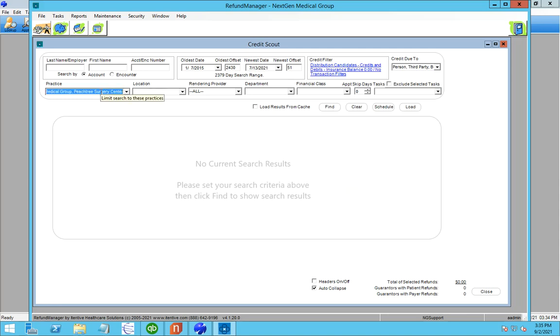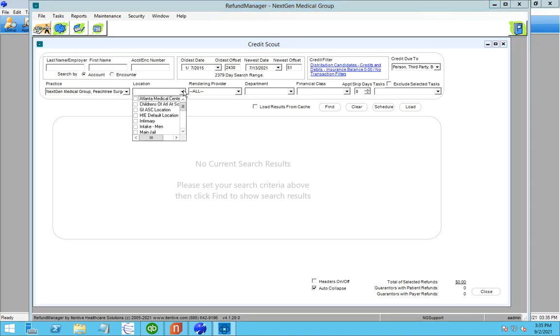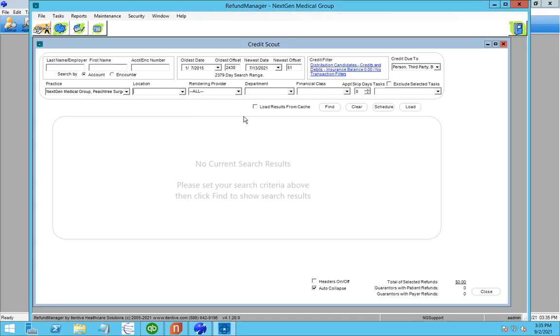Additionally, if your user ID is able to access several practices in your NextGen database, you'll be able to see them from RefundManager. If you only have a single practice or your user ID can only access a single practice, that's the only practice you'll see data for in RefundManager. We have some other drop-downs here to be able to limit the search by location or rendering provider. We've seen several CBOs in the past where analysts work a particular location or provider.